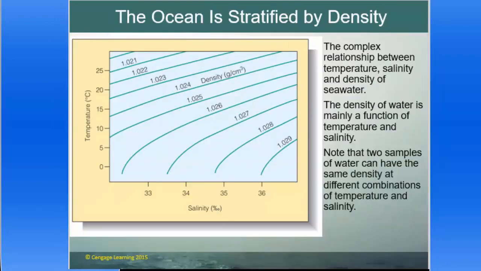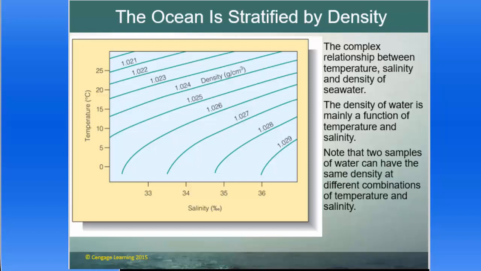The difference in temperatures and the difference in salinity with depth causes the ocean to have density differences. There's a complex relationship between temperature, salinity, and the density of seawater. The density of water is mainly a function of the differences in temperature and salinity. You can see by this chart, with temperature on the y-axis and salinity across the horizontal x-axis, the lines of blue represent density levels, 1.024, 1.025 grams per cubic centimeter.